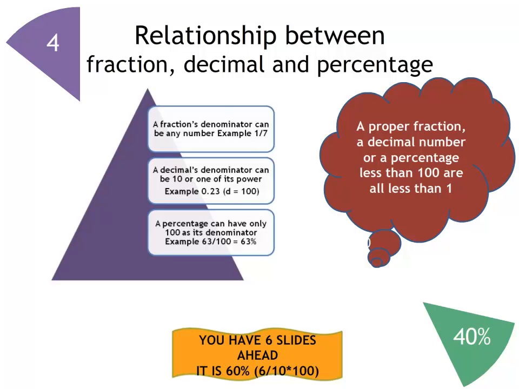There is a lot of relationship between a fraction, a decimal and a percentage. In the first place, a proper fraction, a decimal number without a whole number, and a certain percentage that is less than 100 are all less than 1. However, a fraction can have any number as its denominator, while a decimal number can have only 10, 100, 1000 or any power of 10 as its denominator, and a percentage can have only 100 as its denominator.